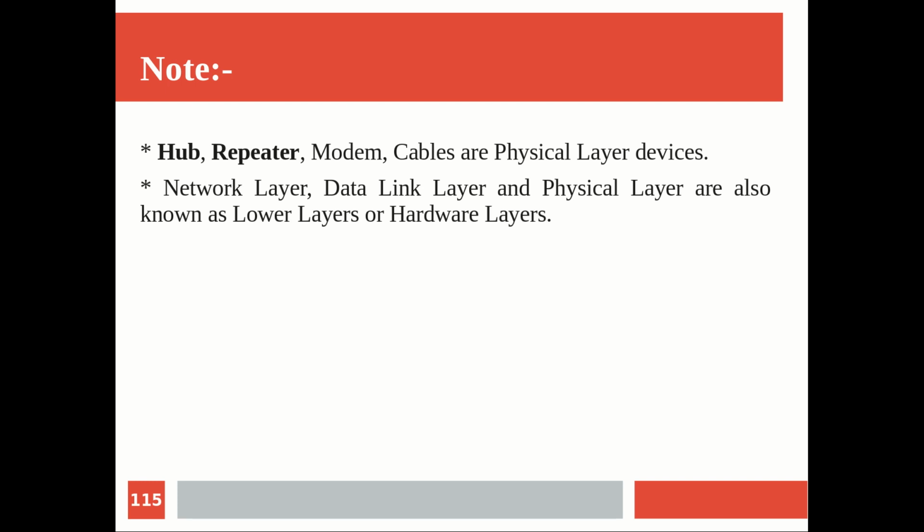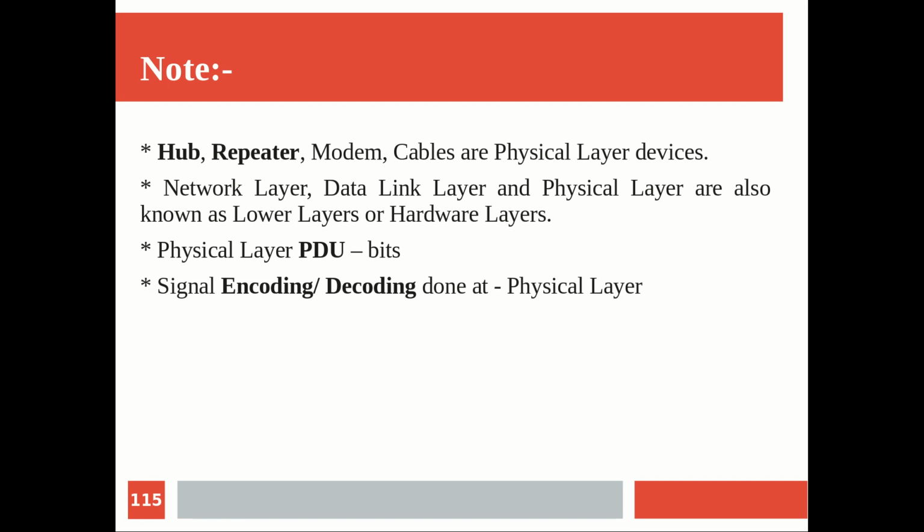Now the physical layer, along with the data link layer and network layer, together are known as the lower layers of the ISO-OSI model, or the hardware layers, because they are mainly dealing with the hardware, something we already saw. And if you look at the physical layer, the protocol data unit, what is it? It is bits, the basic unit of information being handled by them.